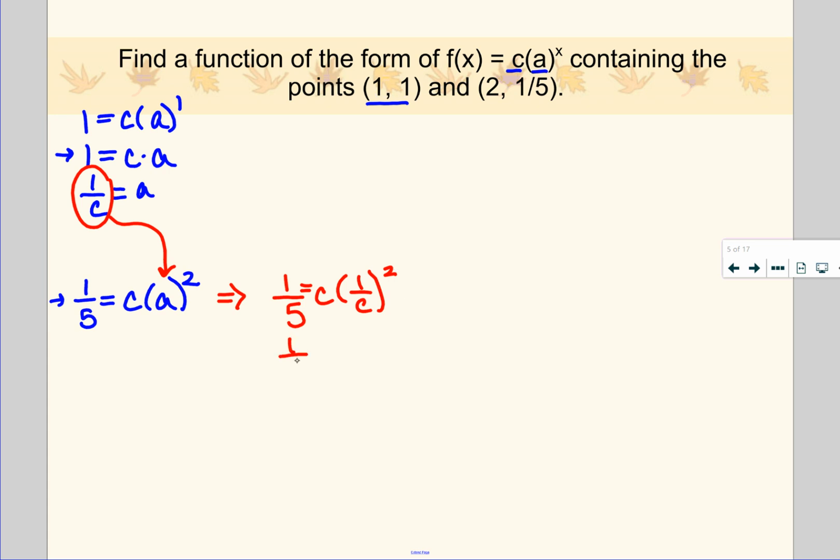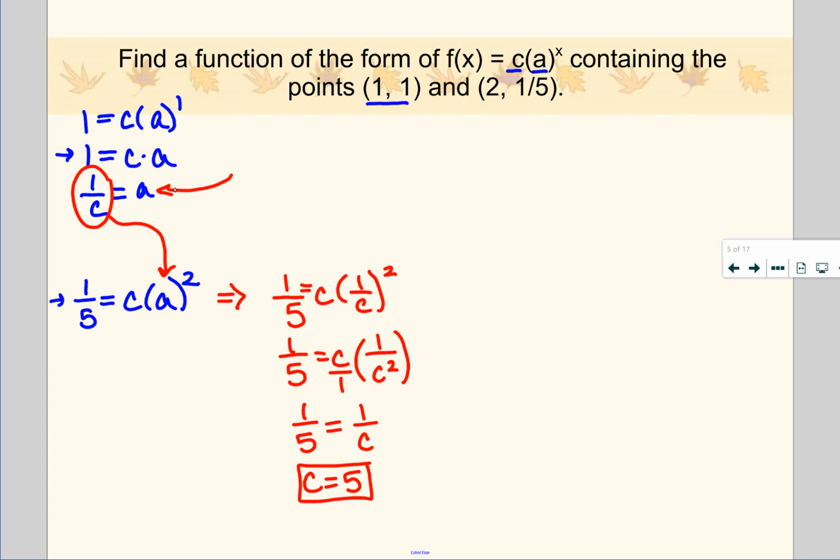Okay, so now let's simplify that. I have c times, if I square the numerator, it's 1. If I square the denominator, it's c squared. If I multiply c over c squared, think of it like c over 1. I'm going to have 1 c cancel. So it's going to leave me with 1 over 5 equals, if 1 c cancels, I have a 1 on top and a c on the bottom. And then if you don't see it yet, you can always cross multiply, but you're going to get c is 5.